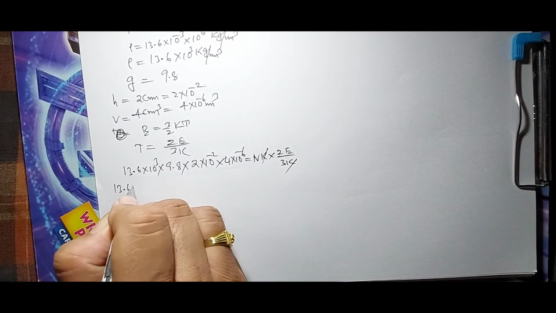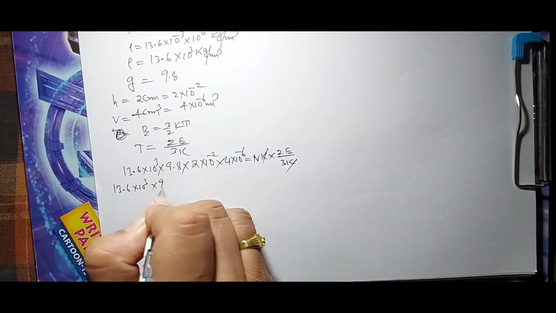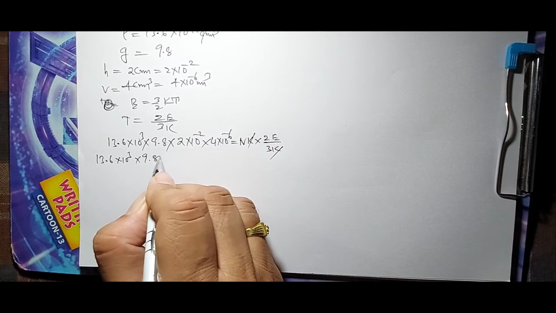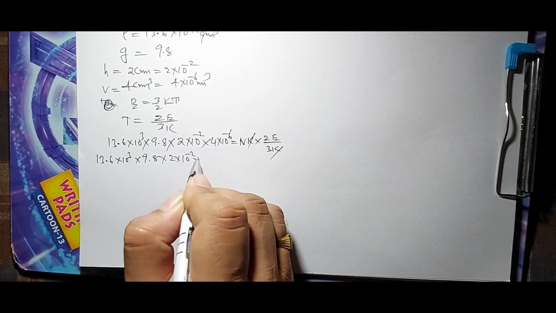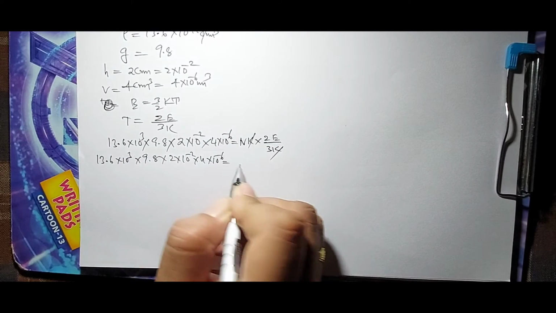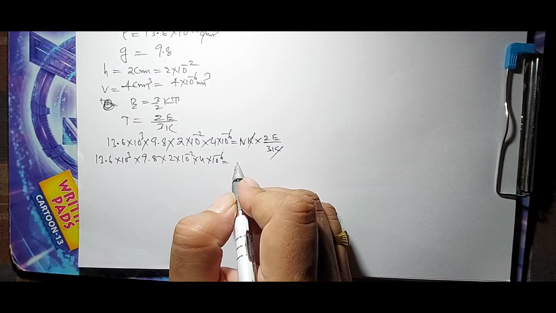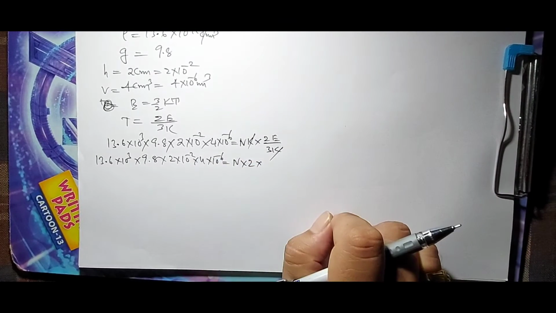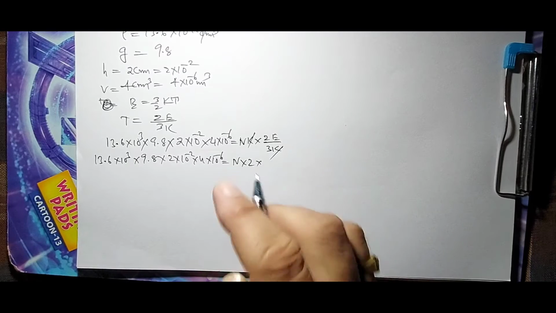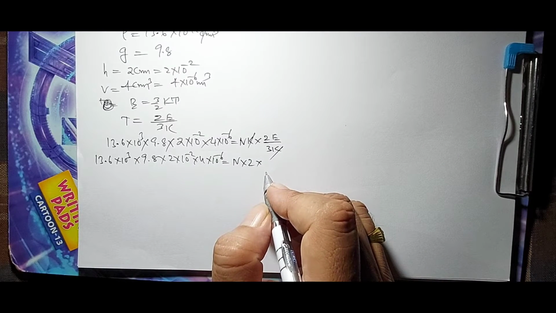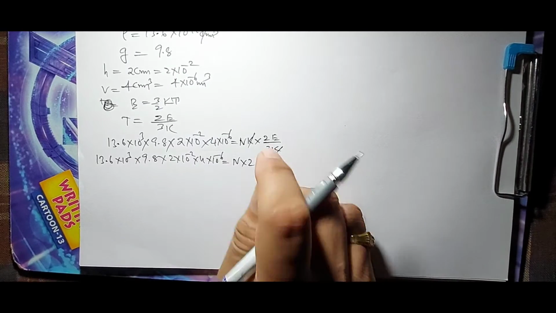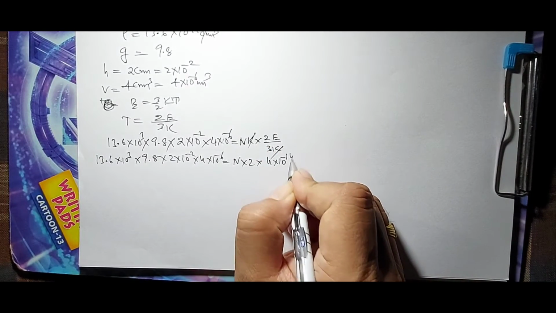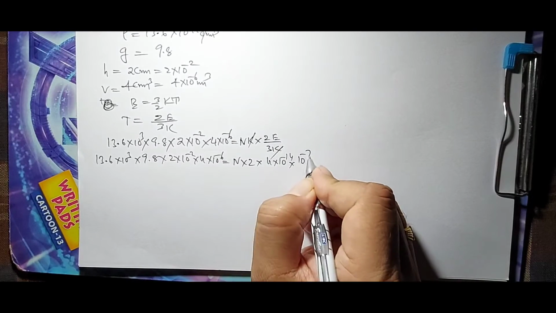So 13.6 into 10 cube, 9.8 into 2 into 10 power minus 2, 4 into 10 to the power of minus 6 is equal to N into 2 into E, energy, 4 into 10 to the power of minus 14 ergs, which should be converted into joules. That is equal to 4 into 10 power minus 14, where 1 erg is equal to 10 to the power of minus 7 joules.